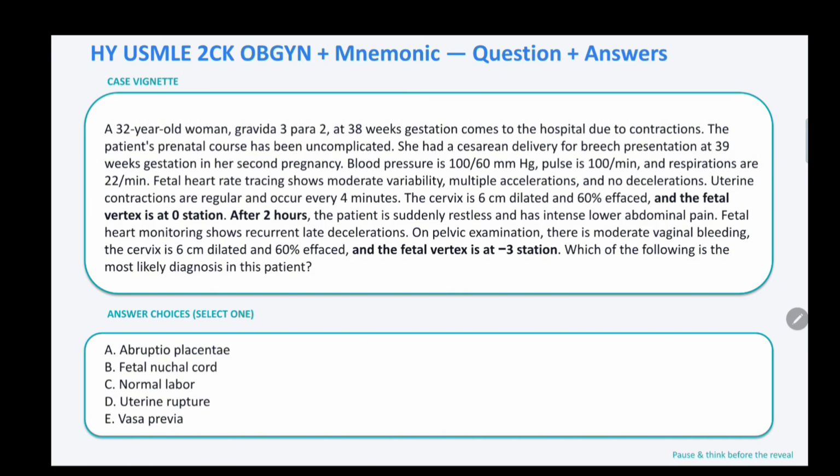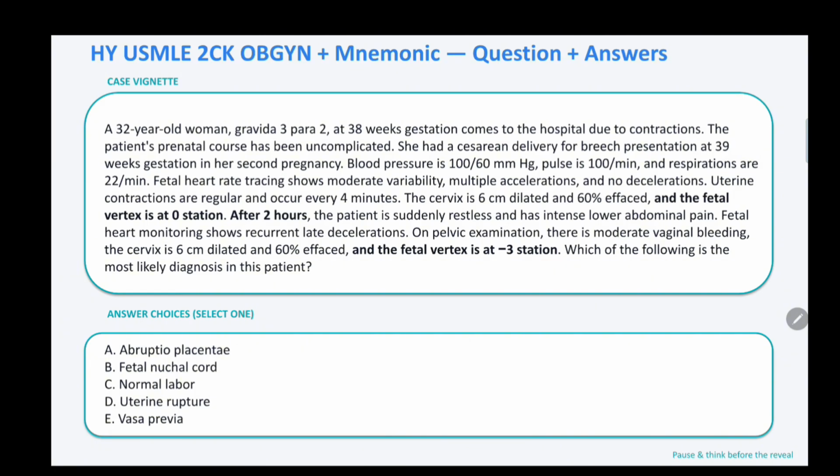The third clue here is vaginal bleeding. The exam now shows moderate vaginal bleeding. This can happen because the pregnant uterus is highly vascular. And clue number 4 is the most important clue that points directly to the diagnosis. The new pelvic exam shows the baby's vertex is now at -3 station.